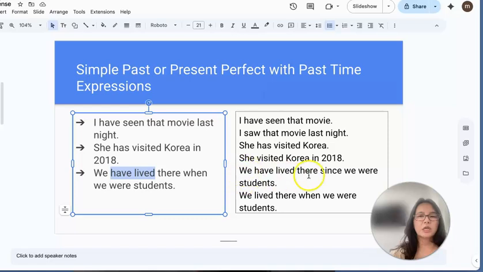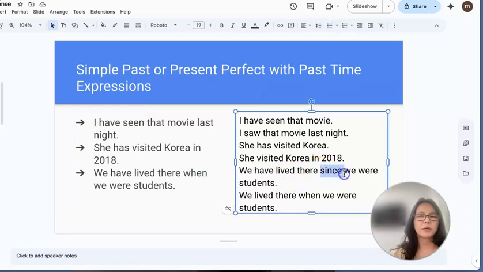You can change the subordinate conjunction "when" into "since." We learned about "since," which we use to talk about the starting point of an action. The starting point of the action is "since we were students." So we can use present perfect tense: "We have lived there since we were students." And with simple past, we can use the specific time expression: "when we were students." We lived there when we were students.